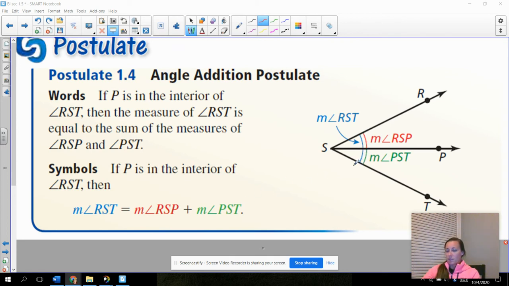So it's saying the same thing it did for segment addition postulate. If you have one piece of the whole and you add it to the other part of that whole, those two pieces together make up the whole thing. So that's all this is saying. You can feel free to write the words definition also. I just usually find that diagrams and equations that go with the diagram are most helpful.